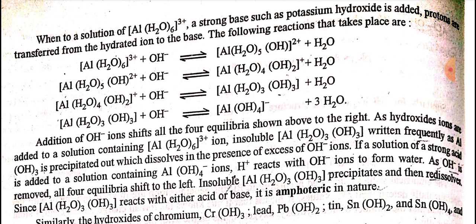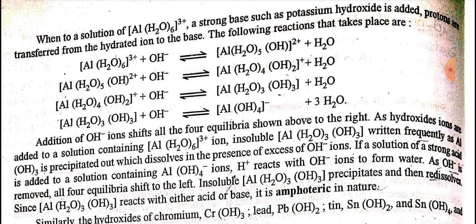When a strong base such as potassium hydroxide is added to a solution of [Al(H2O)6]3+, protons are transferred from the hydrated ion to the base. The addition of hydroxyl ion shifts all the four equilibria shown above to the right. As hydroxide is added to a solution containing [Al(H2O)6]3+, insoluble [Al(H2O)3(OH)3], written frequently as Al(OH)3, is precipitated out, which dissolves in the presence of excess hydroxyl ions.